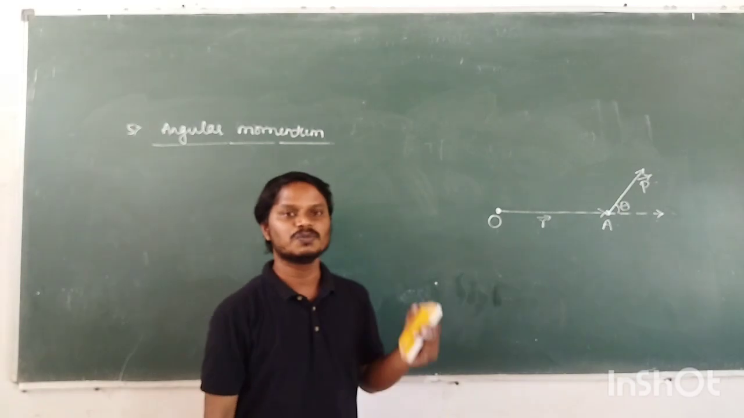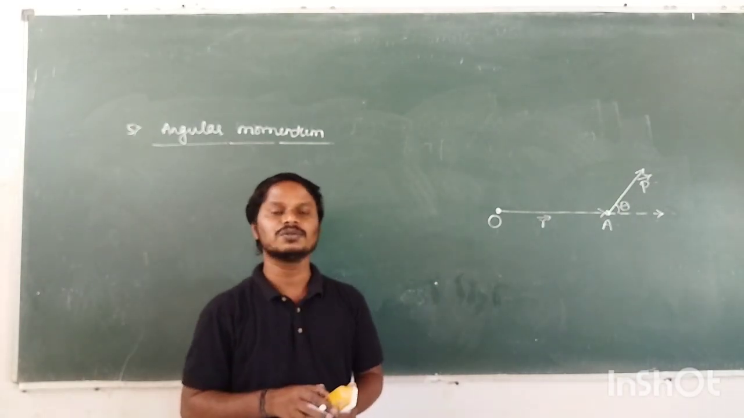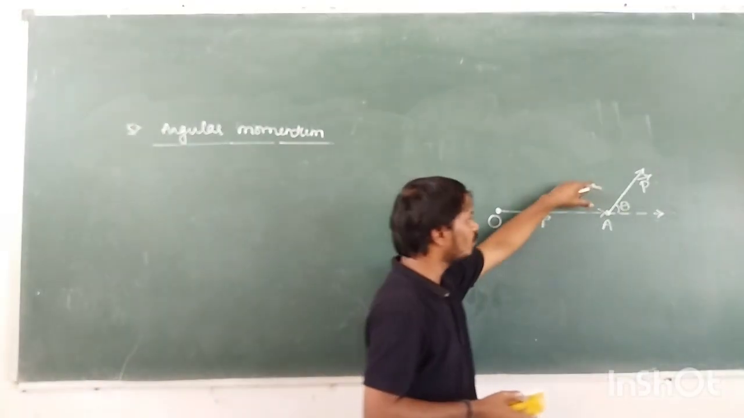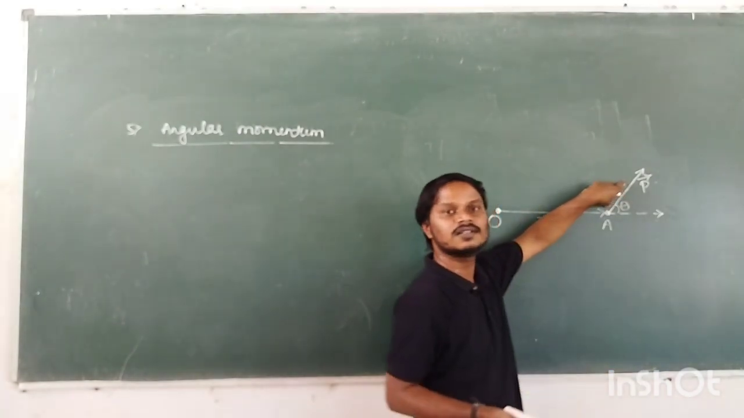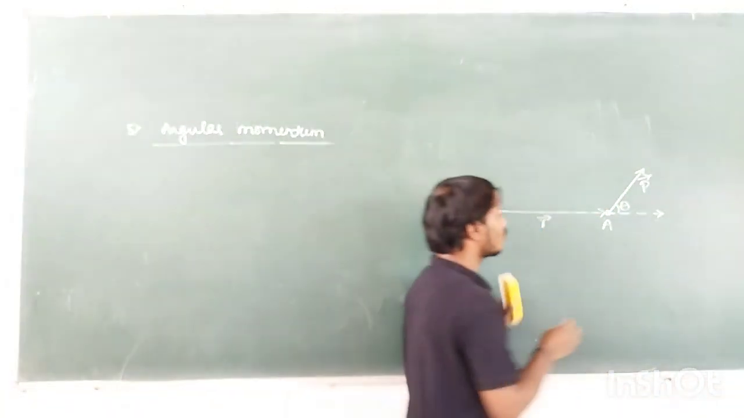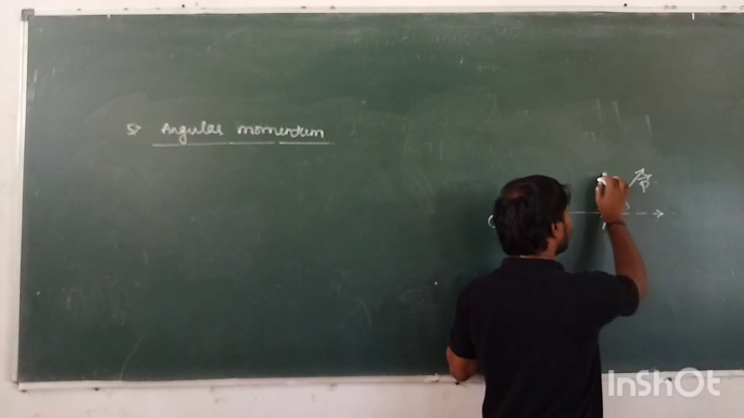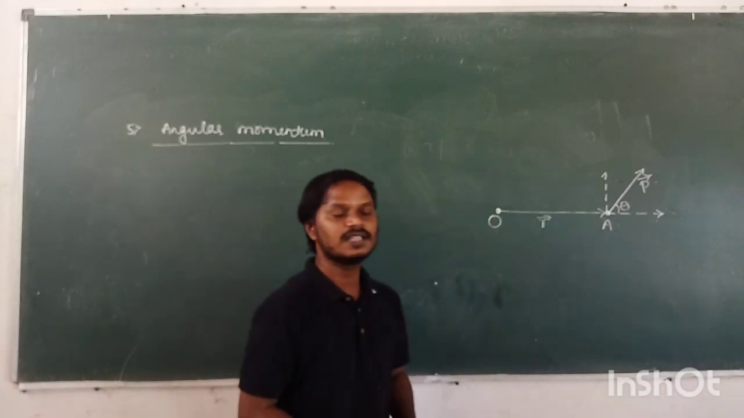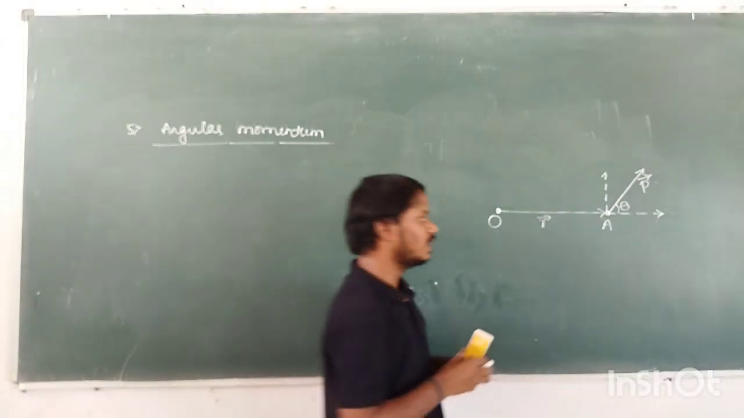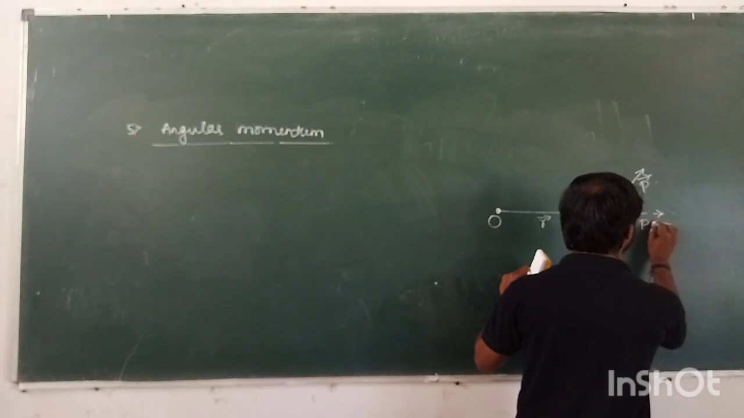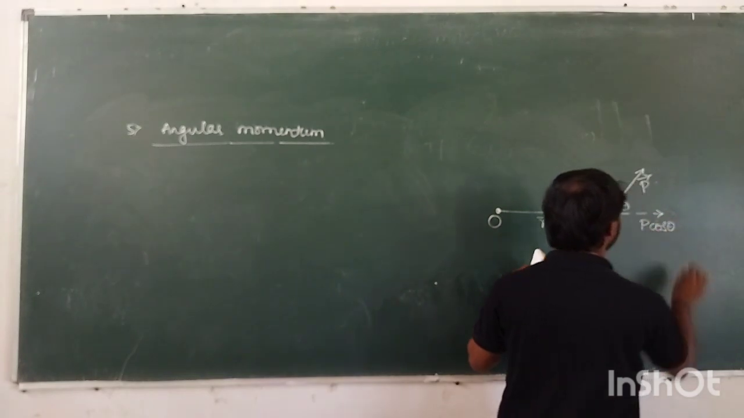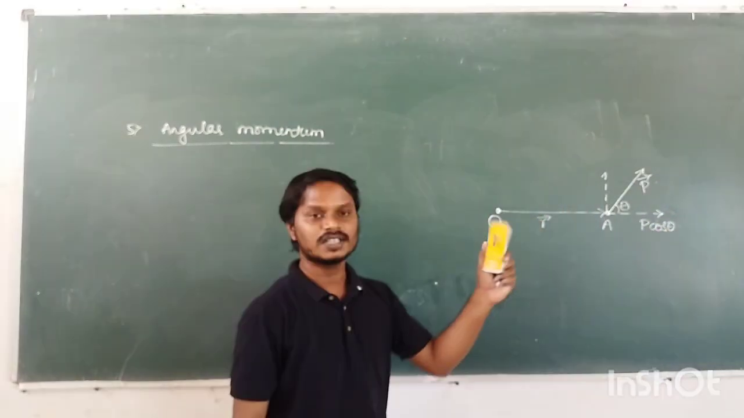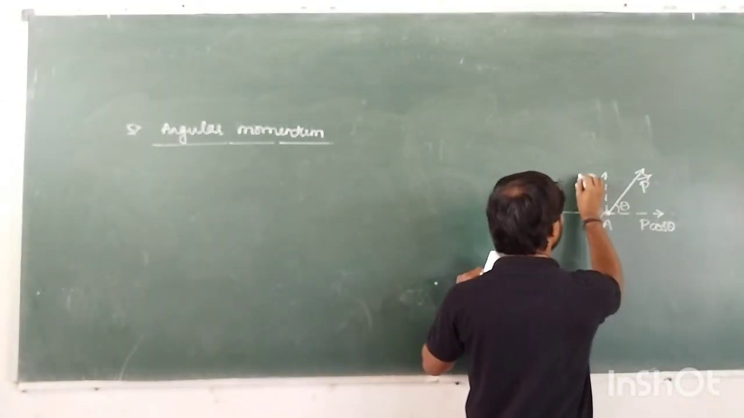And here this momentum vector can be resolved into two components, because this momentum vector is in a plane, which means it is in two dimensions. So one is the x component, another one is the y component. What is the x component of vector P? That is P cos theta. And what is the y component of the vector P? That is P sin theta.